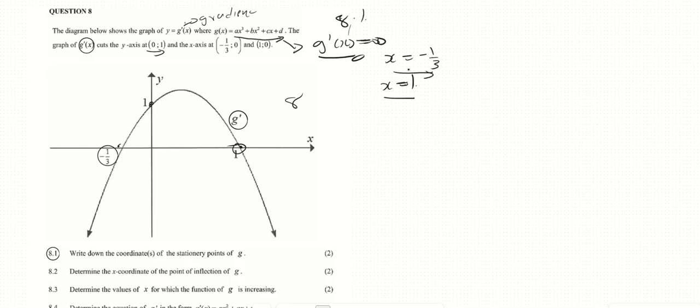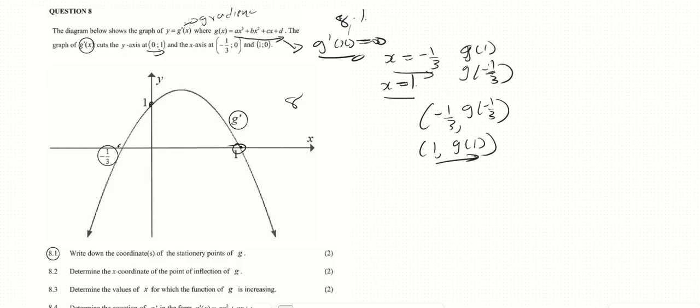But now we have what? g of 1. We don't have g of 1, we just have the y-axis of this graph. So g of 1 and g of negative 1 over 3 we don't have, but I can write the coordinates as negative 1 over 3 and g of negative 1 over 3, and 1 and g of 1, because I must take them to g.